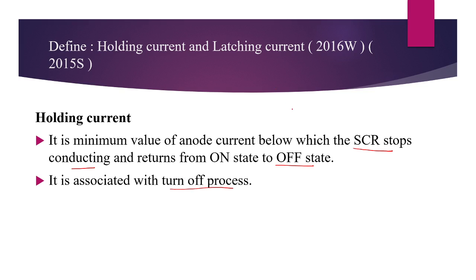So in the data sheet, if the value of holding current is given as 10 milliamp, and the anode current reduces below 10 milliampere, then the SCR is turned off.